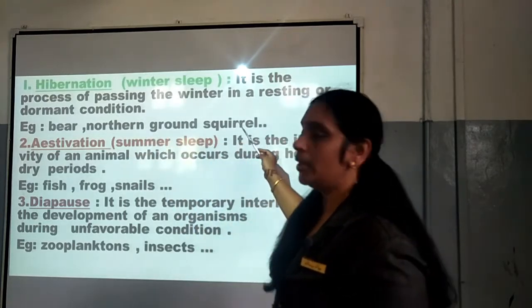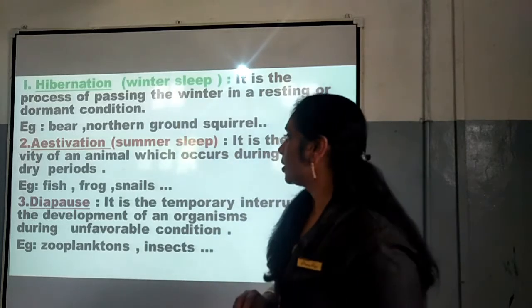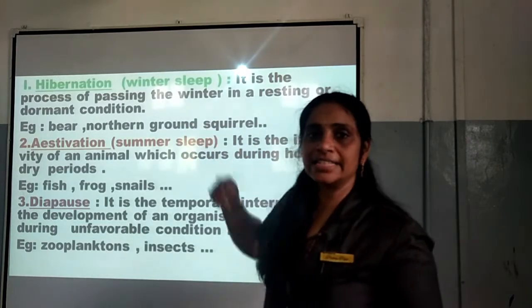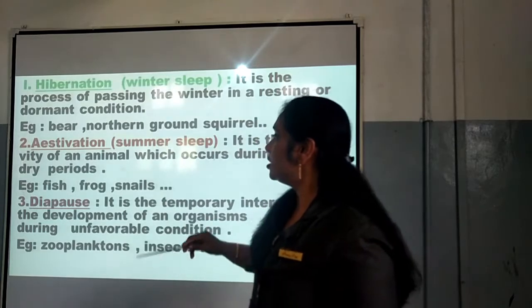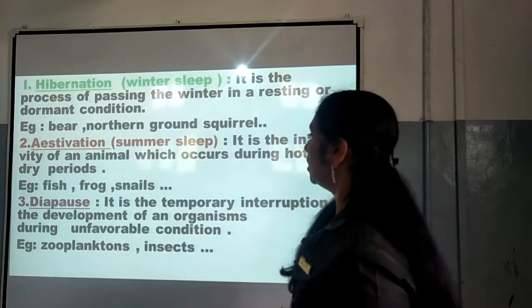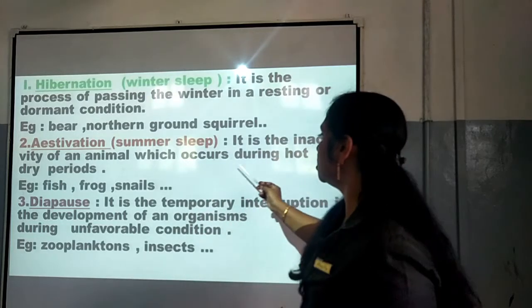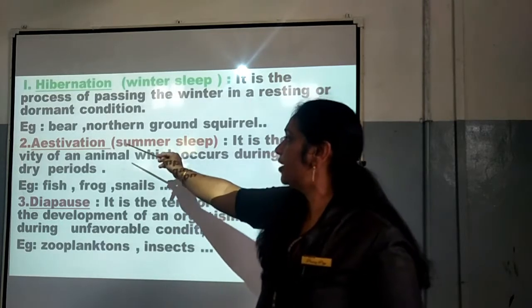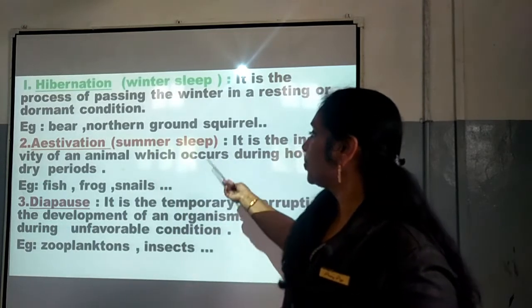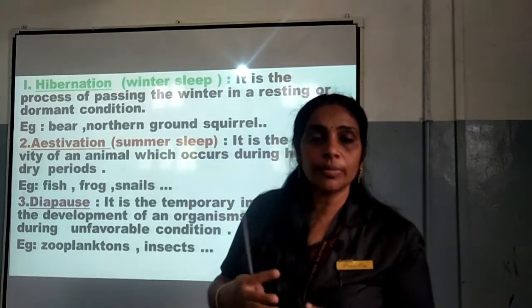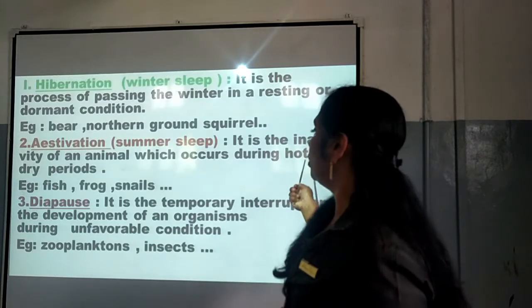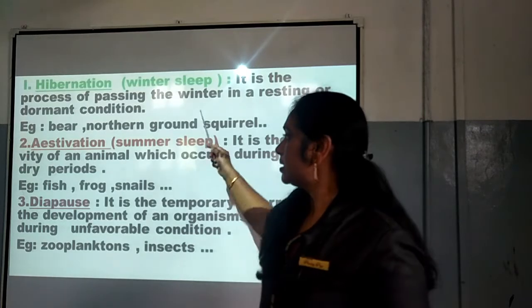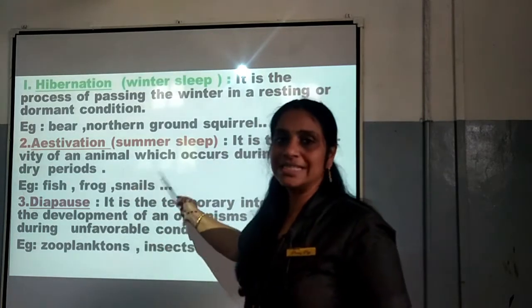Bear and northern ground squirrel are examples of hibernation. Sometimes we can see frog also. Frog comes under hibernation as well as aestivation. Aestivation is also known as summer sleep. It is the inactivity of an animal which occurs during a hot dry period. Aestivation: aestu means summer, vation means sleep. So, what is happening here? During a hot dry period which is not tolerable for certain animals, what will they do? They will suspend their activities for a short period of time. That is aestivation. Examples: fish, frog, snails.